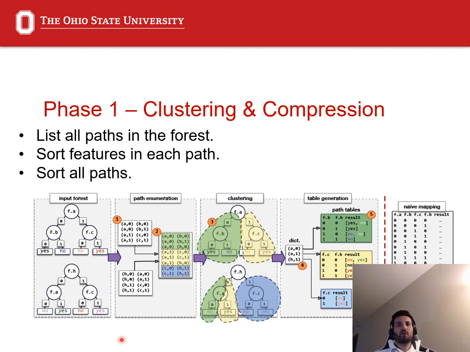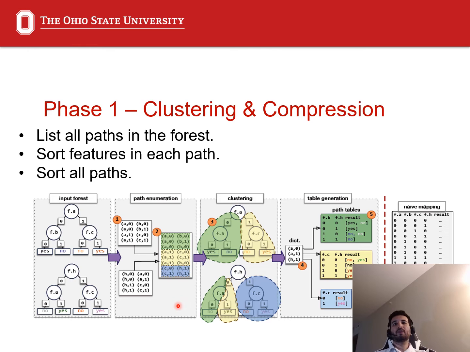The compression algorithm starts by looking at all of the possible paths of each one of the trees that correspond to the forest. In this case, we can see this small table here corresponds to tree 1, and this small table here corresponds to tree 2. The second step, after listing all of the possible paths, is to sort each one of the paths internally. So H0, A0 would actually become A0, H0, changing the order of these features.